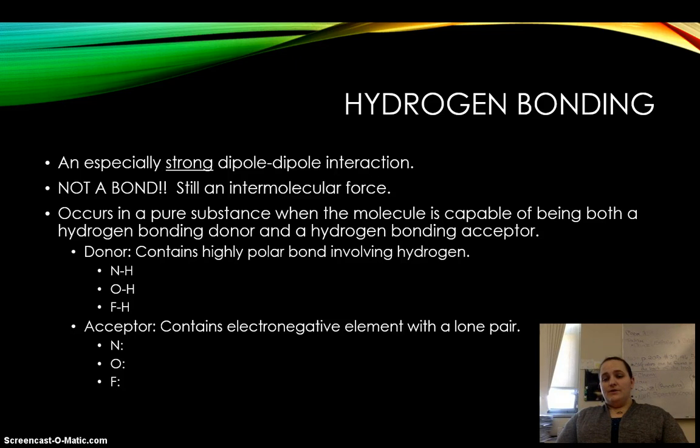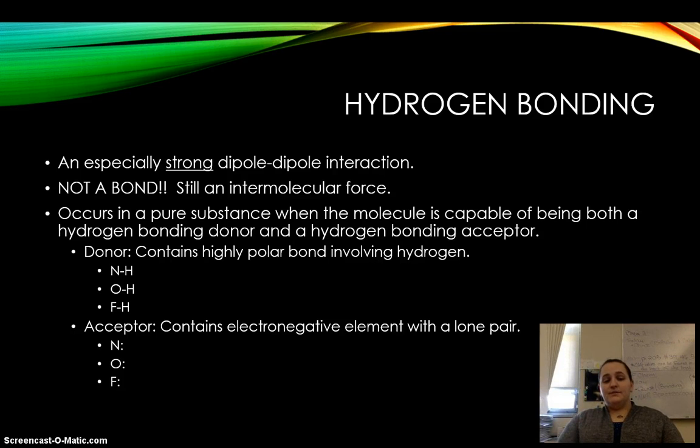So in order for something to be able to hydrogen bond, it has to be polar because it has to be able to do dipole-dipole interactions, because hydrogen bonding is a dipole-dipole interaction. But it also needs some other special structural features. So in order for a sample of a pure substance to be able to hydrogen bond, in other words, for a molecule to be able to hydrogen bond with another molecule of itself, it has to be capable of being both a hydrogen bond donor and a hydrogen bonding acceptor.